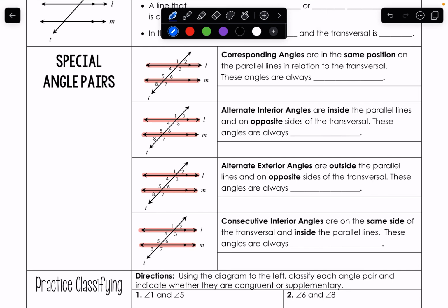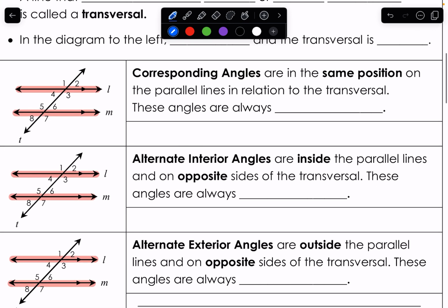All right, so the next thing we're going to talk about is special angle pairs. Starting with our first one, corresponding angles. They are in the same position on parallel lines in relation to the transversal. These angles are always congruent. If we recall, the word congruent means that they are the same, so they're going to have the same angle measurement.